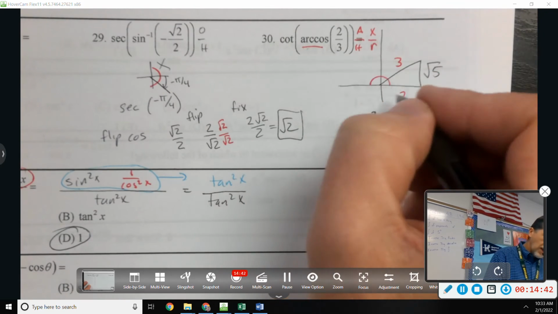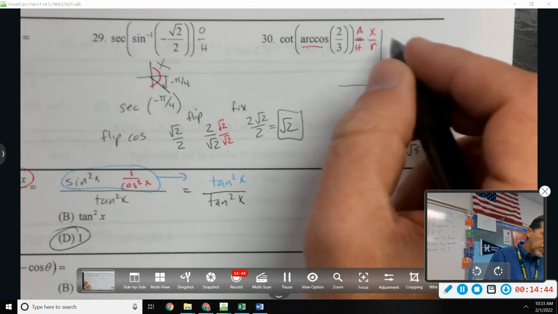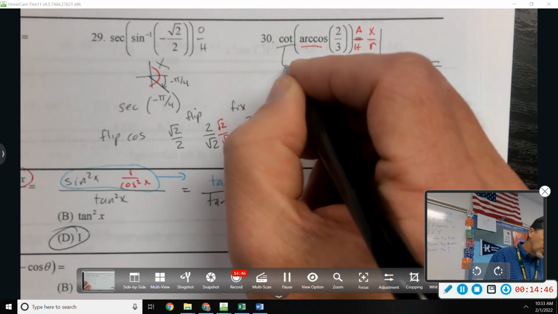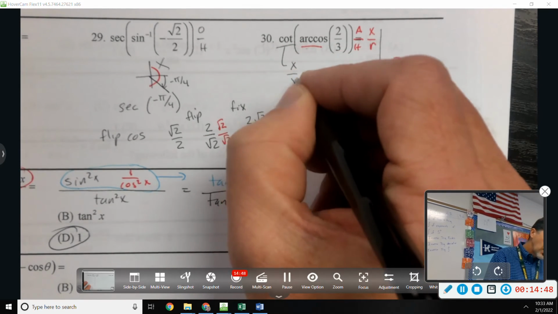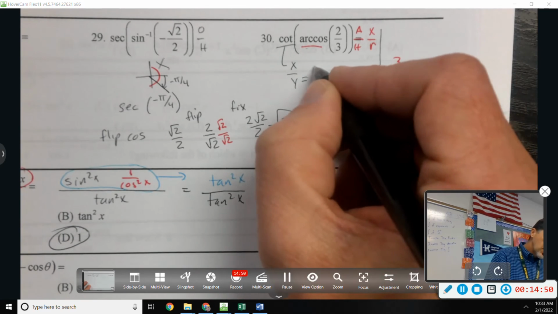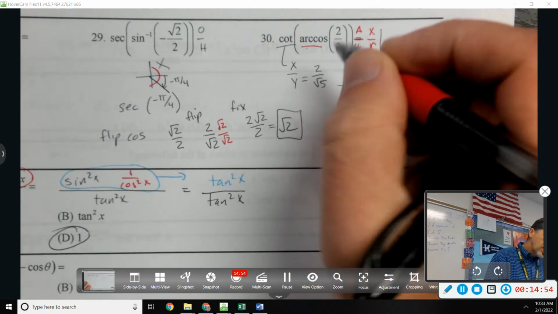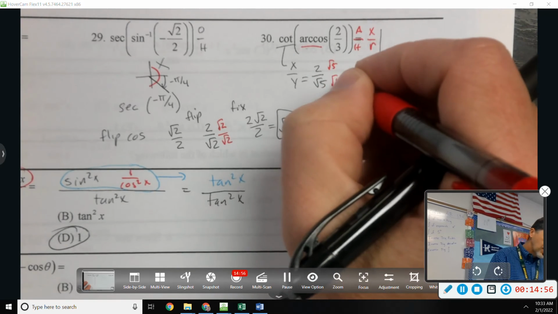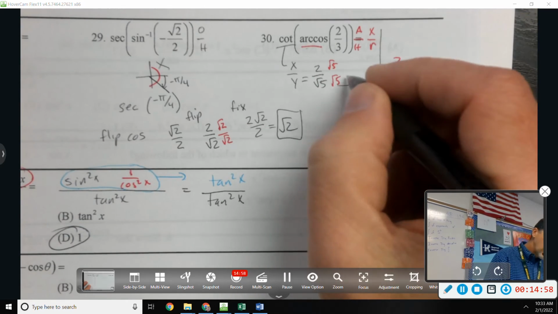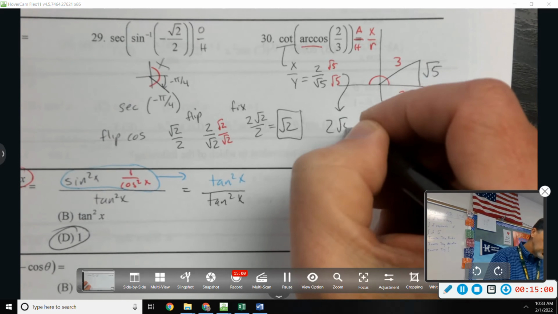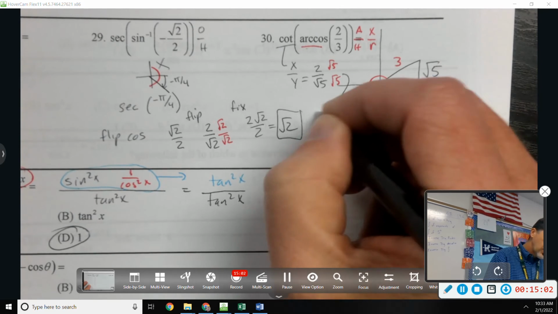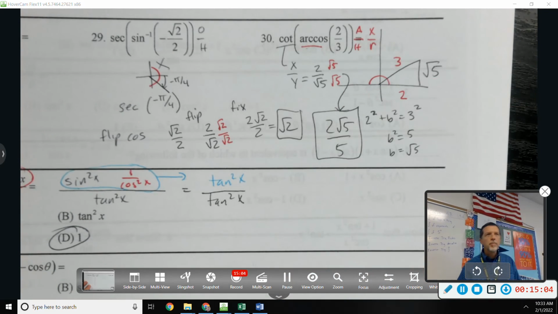Okay, I almost celebrated too early there. We're not done. Cotangent is x over y. So 2 over square root 5. And then if we fix that, we get 2 root 5 over 5.